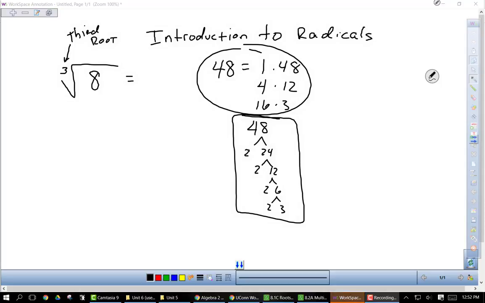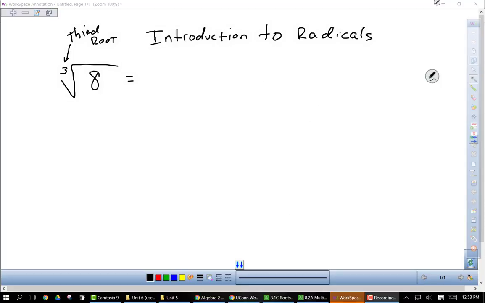And the reason for that is because the third root means we need to have groups of 3. Square root was groups of 2. Seventh roots are groups of 7. We need to have that many in each group. So if I break down 8, it's actually 2 times 4 and 2 times 2. So the cubed root of 8 is actually 2 times 2 times 2. Now, because it's a 3 outside, that means I need a group of 3 numbers that are the same.